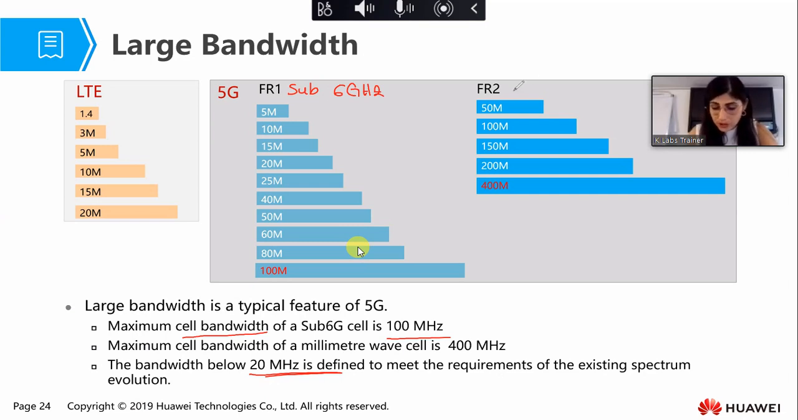While for FR2, so at the millimeter wave, we can have up to 400 megahertz of cell bandwidth. So we can see that we have a much larger bandwidth with respect to the preceding technologies.